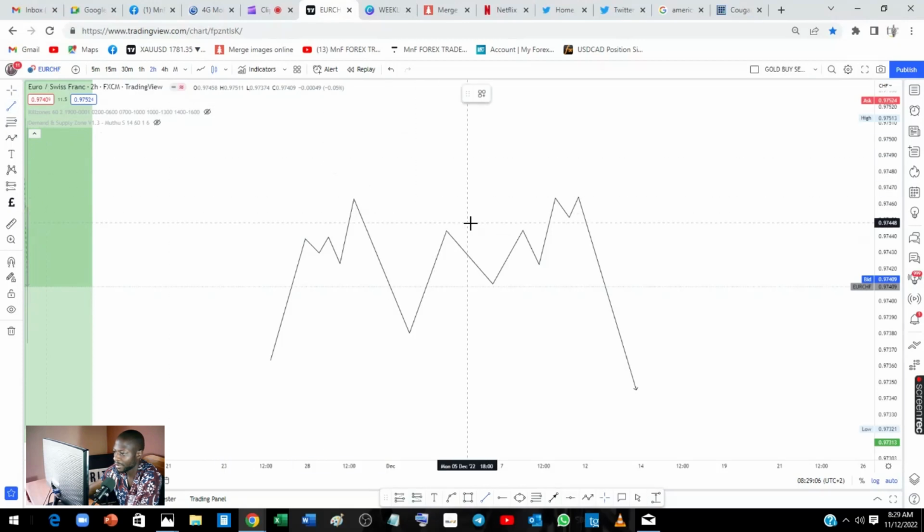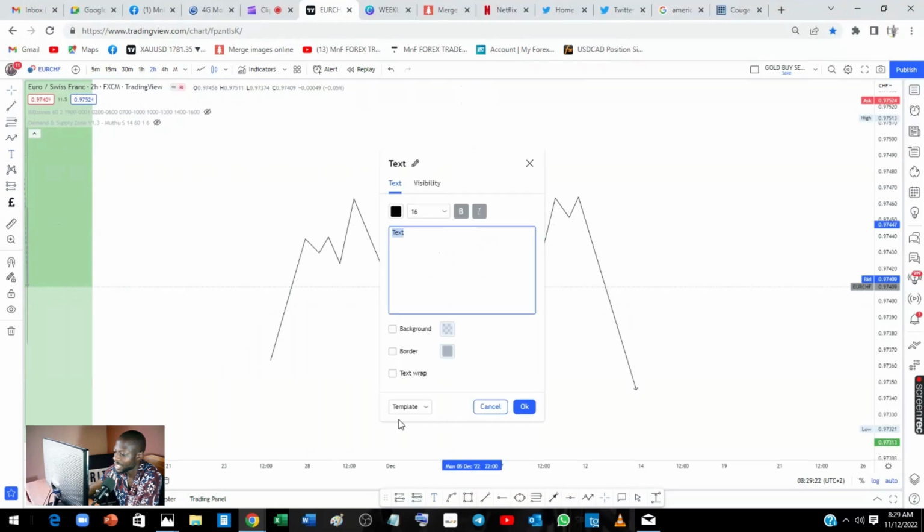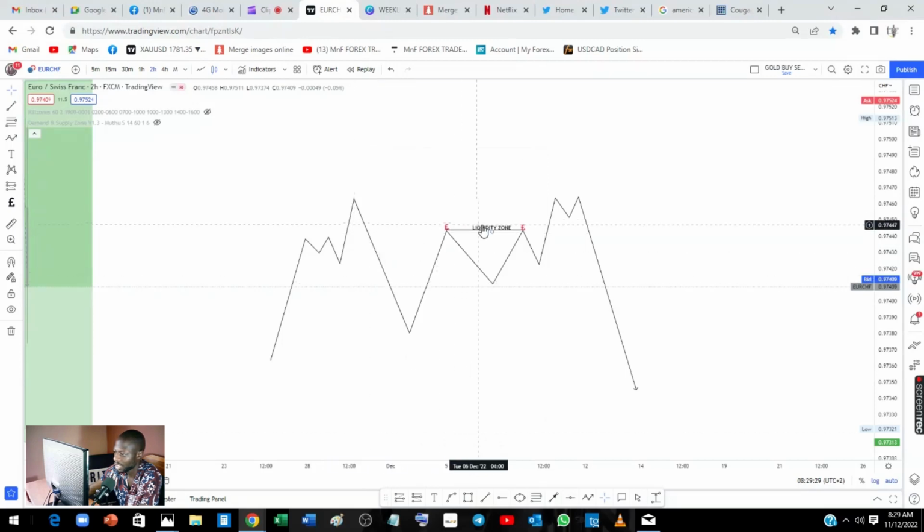Let me just do the labeling for you guys. So you have a double top right here. What does this tell you? It tells you that more retail traders were trying to sell from this level right here. So this is what we call what? Liquidity area, liquidity zone, or fake out zone. Either of those is okay to use.